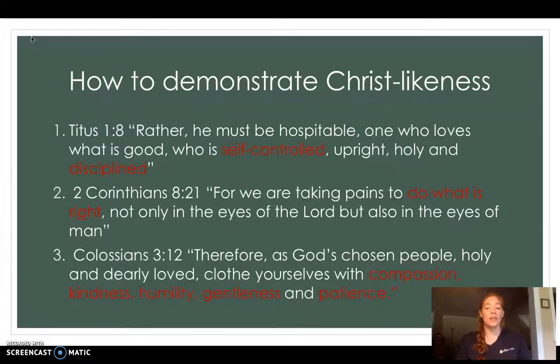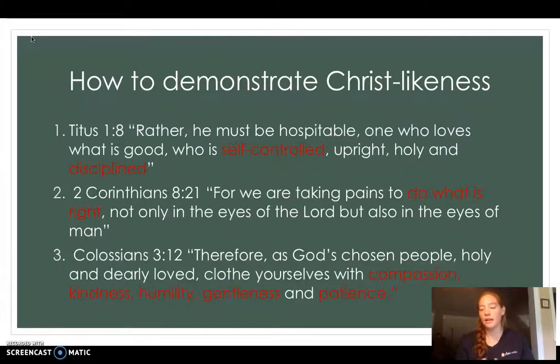Lastly, Colossians 3:12: "Therefore, as God's chosen people, holy and dearly loved, clothe yourselves with compassion, kindness, humility, gentleness, and patience." Compassion when they're having a rough day. Compassion when they're struggling through these goals that they have. Kindness. Am I yelling at my athletes in a demeaning manner? Or am I being kind to them? And holding them also to that self-controlled discipline.